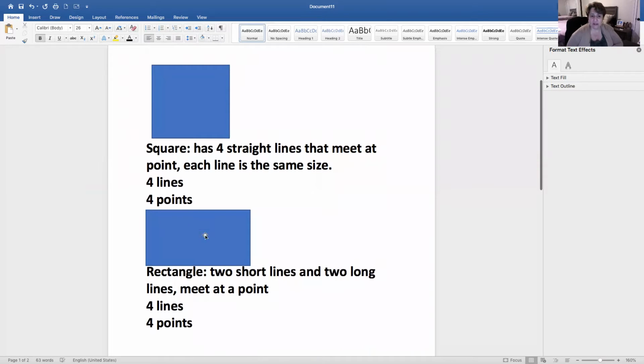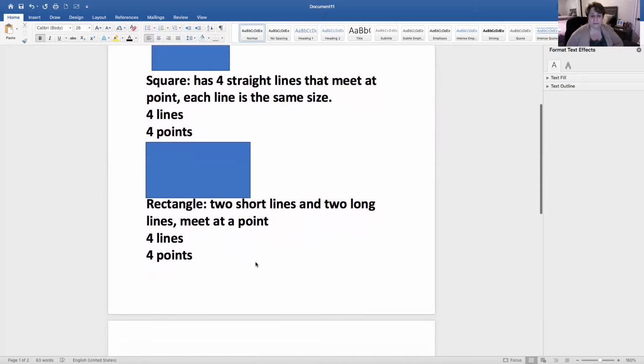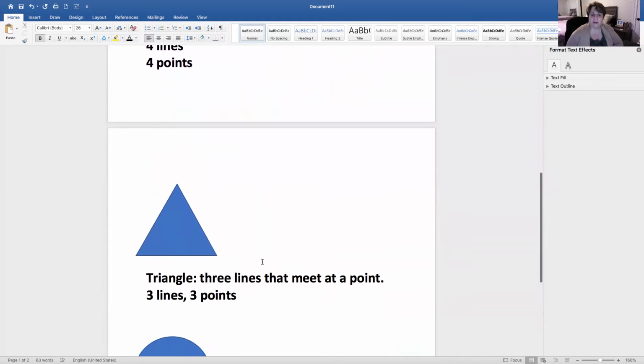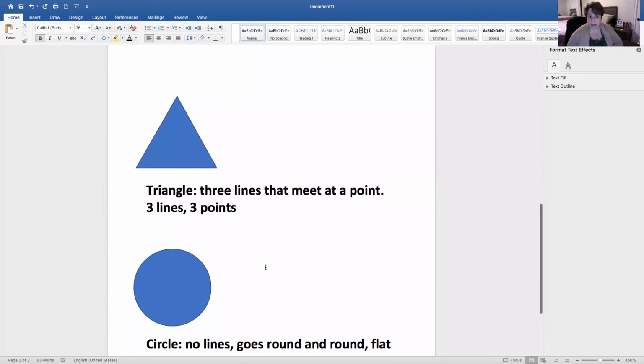Second shape is a rectangle. A rectangle has 2 short lines right here, 1, 2, and 2 longer lines. And they also meet at a point. I'm sure you know these shapes already. The third shape is a triangle. Triangle has 3 lines that also meet at a point. 2 of the lines here meet at the top point, and then they are connected on the bottom by this third line, and they meet at these points. These are slanted lines, and that's a straight line across. These are 3 lines with 3 points.